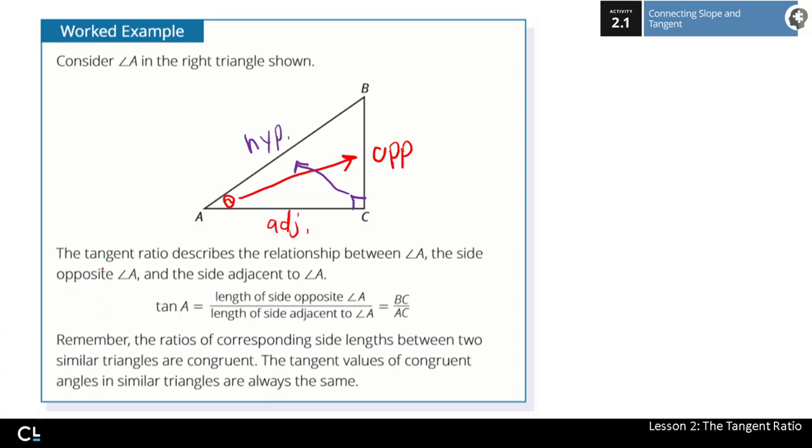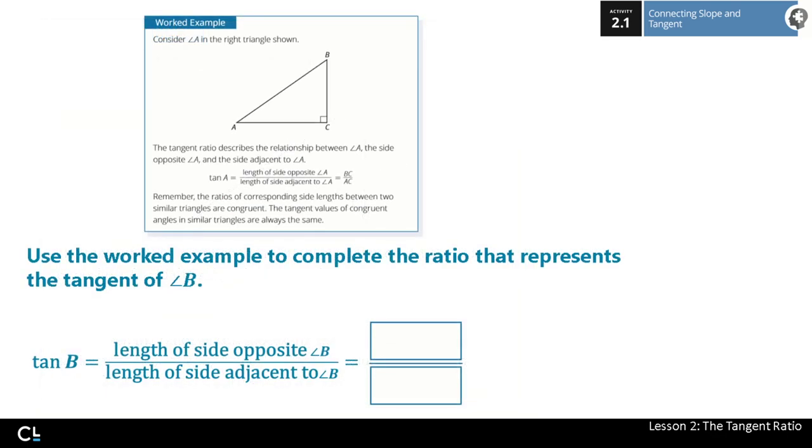So with that information, it then says the tangent ratio describes the relationship between angle A, the side opposite angle A, and the side adjacent to angle A. So the tangent of angle A equals the length of the side opposite angle A over the length of the side adjacent to angle A, which we labeled. So basically we could say it's really just equal to BC over AC. And this is our tangent ratio. So let's see more examples with this, right?